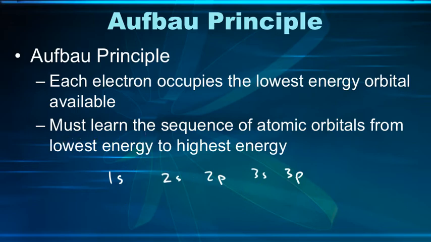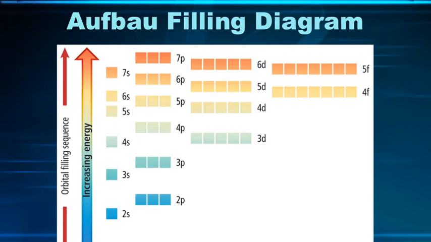But there's a sequence that you'll need to learn of the atomic orbitals from the lowest energy to the highest energy, and we'll show you a shortcut to memorizing that, plus your periodic table will help you quite a bit. Okay, so what are these orbitals in order of increasing energy? Well, 1s is the lowest energy, then 2s, then 2p, 3s, 3p, 4s, and then 3d, 4p, 5s, 4d, 5p, 6s, 4f, 5d, 6p, 7s, 5f, 6d, 7p.